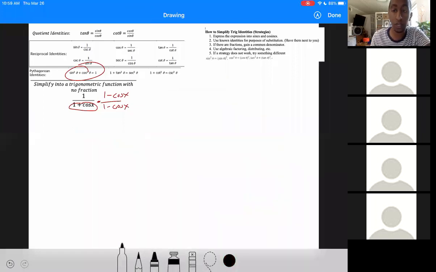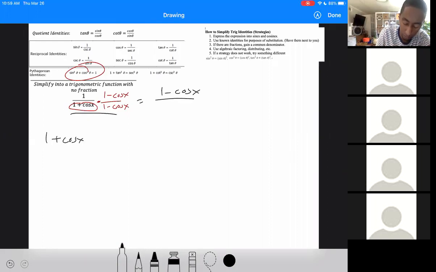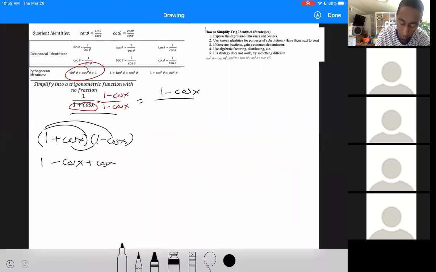Because what's going to happen is at the top, we'll have 1 minus cosine of x. And at the bottom, when we FOIL this, I'll just do that off to the side, 1 times 1 would be 1. 1 times that would be minus cosine of x. That would be plus cosine of x. This would be minus cosine squared of x, right? And this is gone. So it's 1 minus cosine squared of x.